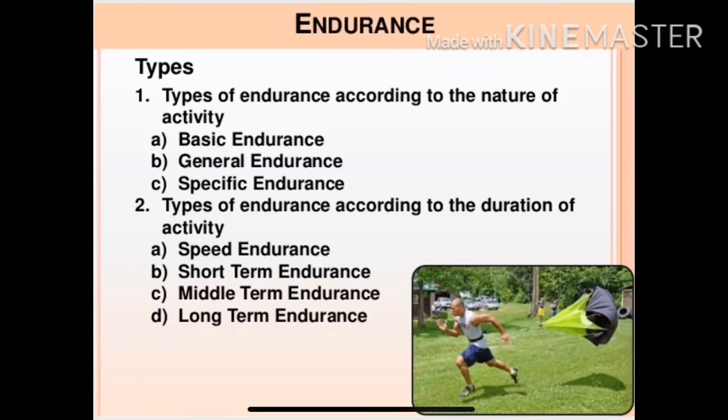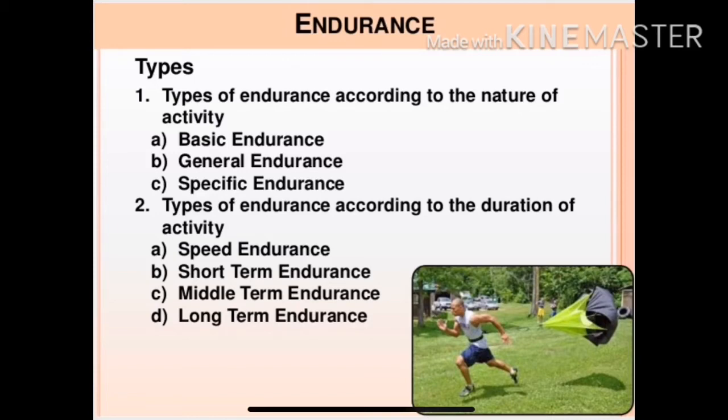Third is specific endurance. Specific endurance is the combination of various types of endurance you need to maximize your ability to succeed in your discipline or game. For example, if you are a 1500 meter runner, you use a combination of endurance training methods to perform better at your specific distance. So number two is type of endurance according to the duration of activity.